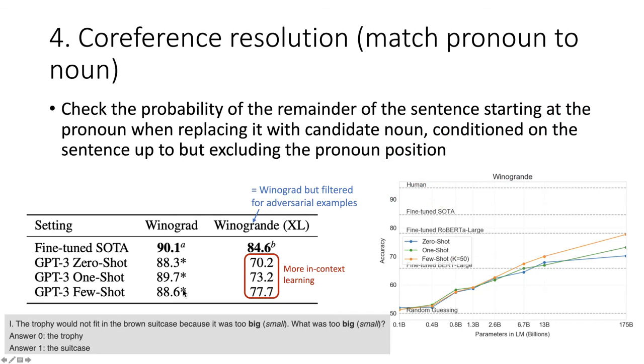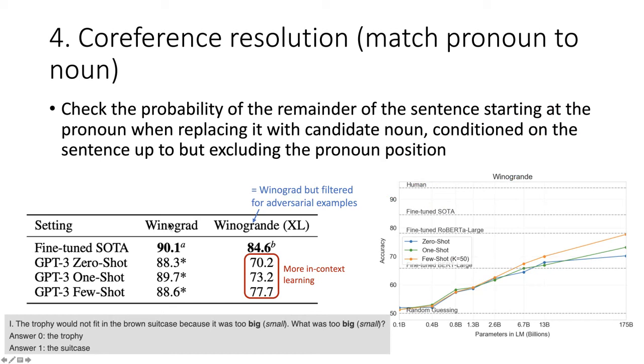Co-reference resolution, again, so that's matching a pronoun to a noun. Here on the bottom left, I put an example of what that means in the gray box. The example is: the trophy would not fit in the brown suitcase because it was too big. What is too big? What's "it", basically? Is it the trophy or the brown suitcase? For us, it's pretty obvious, but maybe it's not that obvious for a language model. So that's the kind of task that co-reference resolution means.